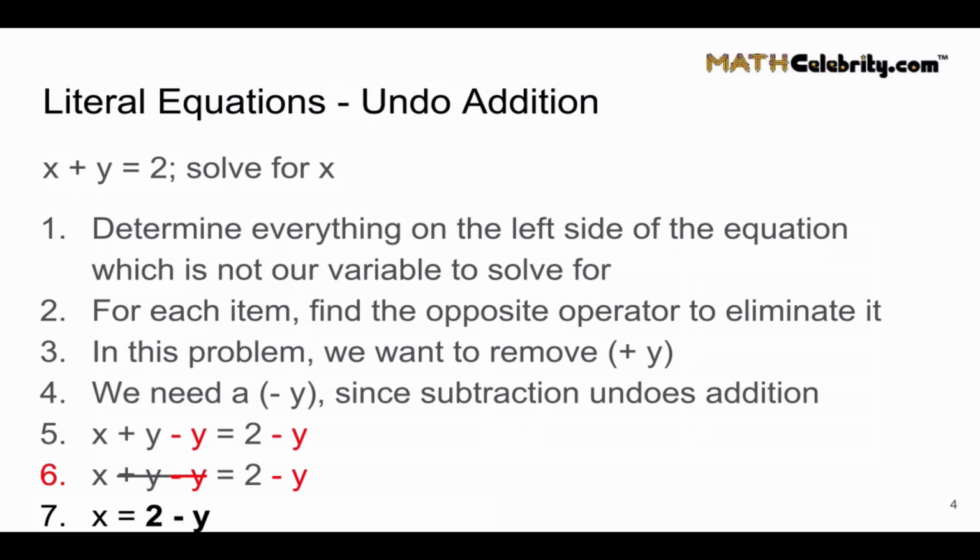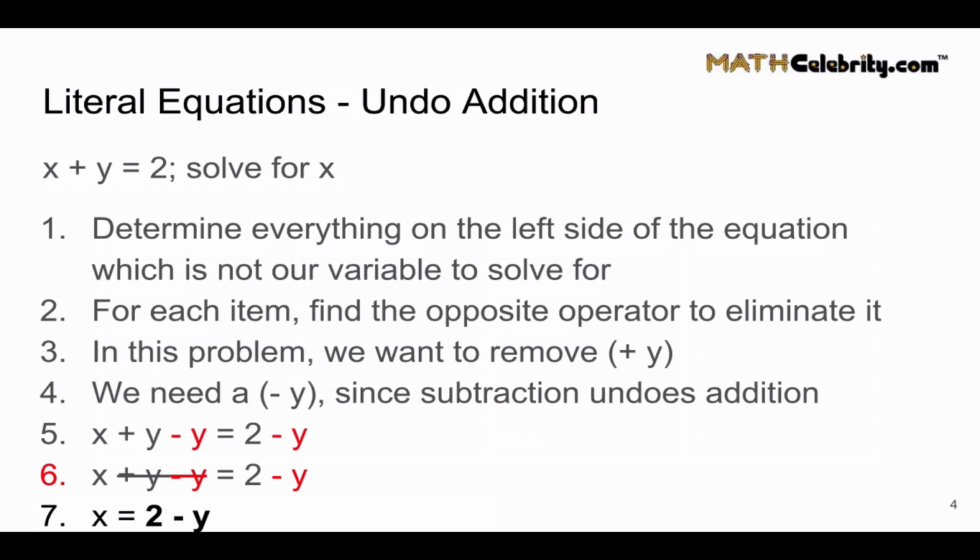So first, we want to determine everything on the left side of the equation, which is not our variable to solve for. And I say left because x is already there. So we want to keep x where it's at, but we want to get everything else out of the way, either eliminated or moved, so we can just isolate x. Next, for each item, we're going to find the opposite operator to eliminate it. And that's the grid we looked at on the last slide.